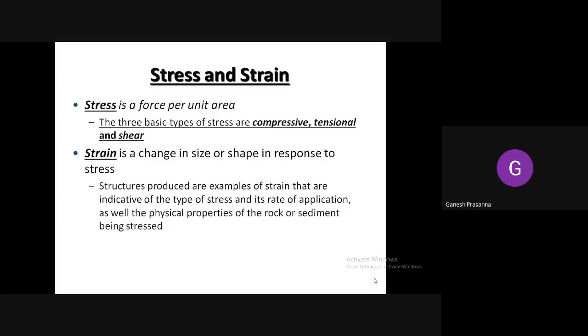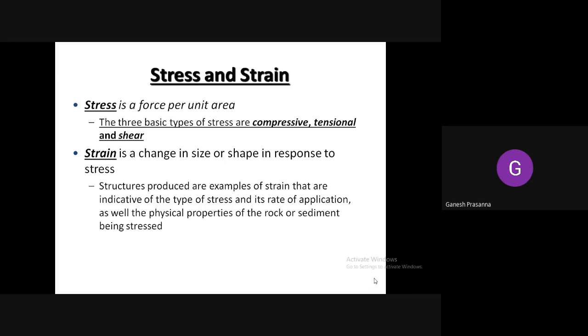Okay, coming to stress and strain. As you will have studied stress and strain in your strength of materials, SOM classes, is it not? Stress is nothing but force per unit area. Strain is change in shape or size in response to the stresses. Stress means force applied per unit area, and strain is a change in size or shape in response to the stresses. There are three basic types of stresses: compressive stresses, tensional stresses, and shear stress.